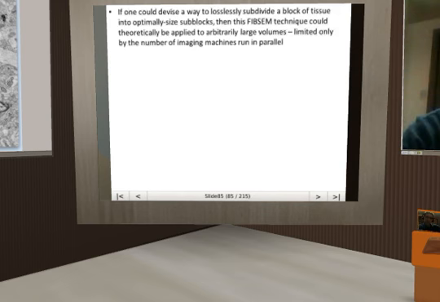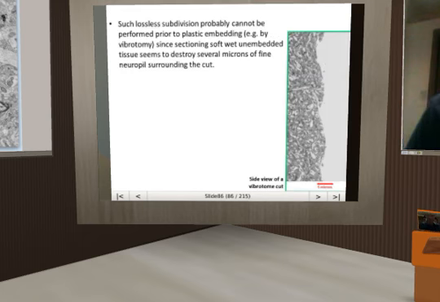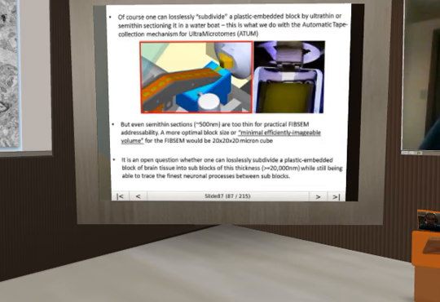So the key point is, if one could devise a way to losslessly subdivide a larger block of tissue into such optimally sized subblocks, then this FIB-SEM technique could theoretically be applied to arbitrarily large volumes, limited only by the number of imaging machines run in parallel. Such lossless subdivision probably cannot be performed prior to plastic embedding, for example at the vibratome stage, since sectioning soft, wet, unembedded tissue seems to destroy several microns of fine neuropil surrounding the cut.